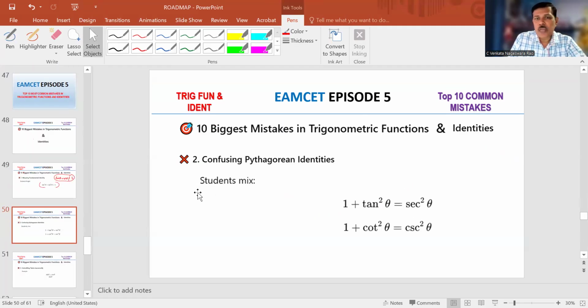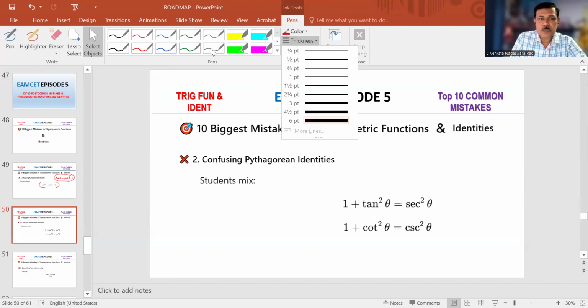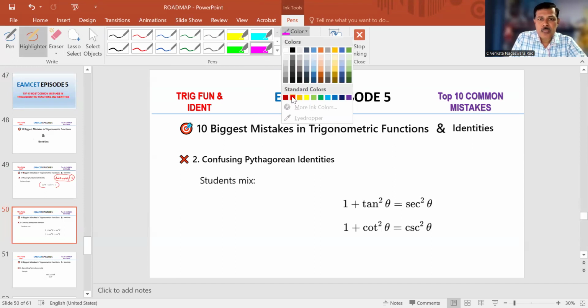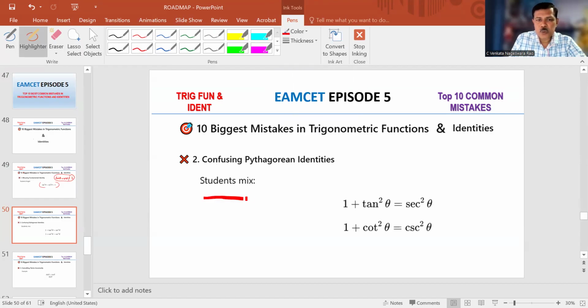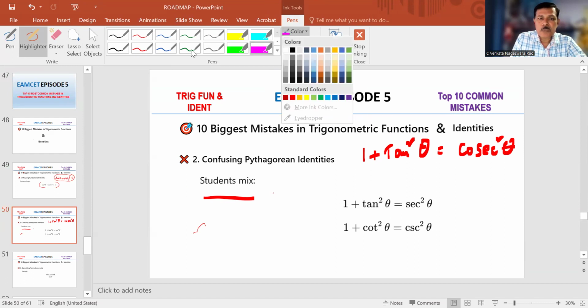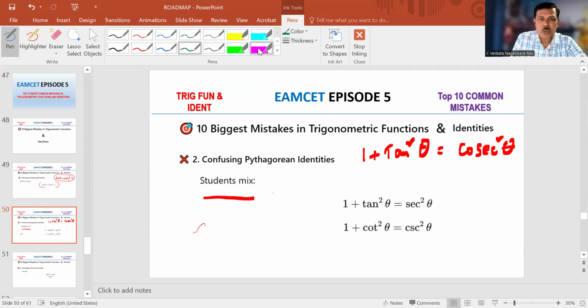What is the next one? Students write 1 plus tan square theta equals secant square theta, and 1 plus cot square theta equals cosecant square theta. But the mistake we make is writing 1 plus tan square theta equals cosecant square theta, which is obviously wrong. You should look at it carefully and not commit such mistakes.